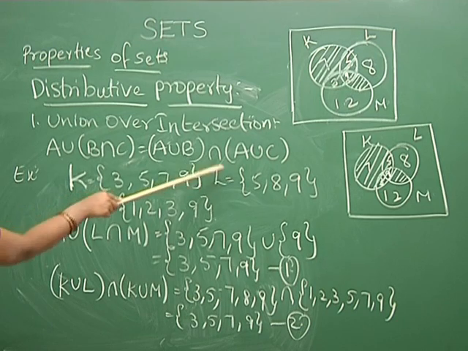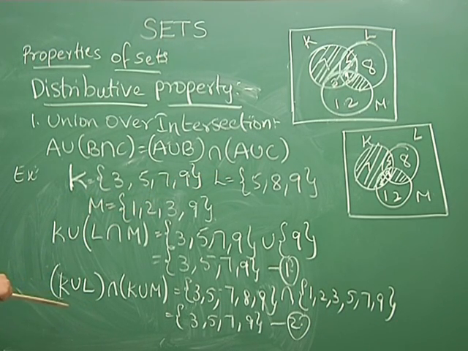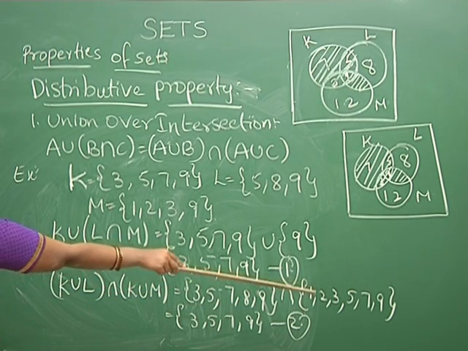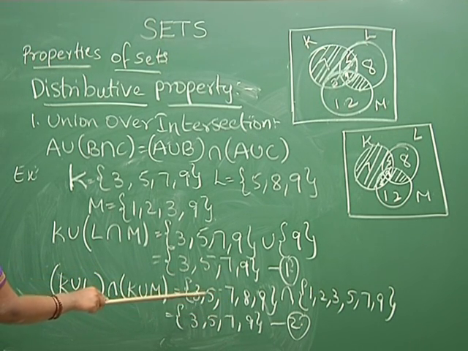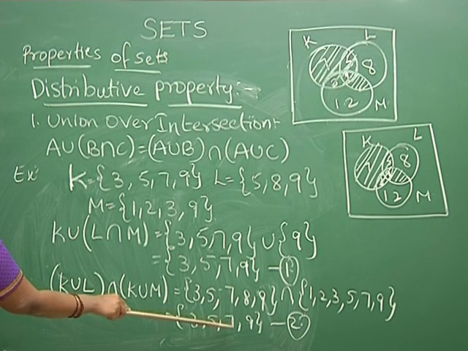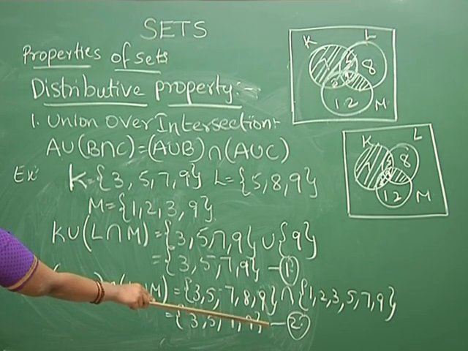K and L sets we need to combine. Union means all the elements. So K union L values are 3, 5, 7, 8, 9. K union M is 1, 2, 3, 5, 7, 9. Intersection means we need to write only the common elements: 3, 5, 7, 9. Let it be equation 2.